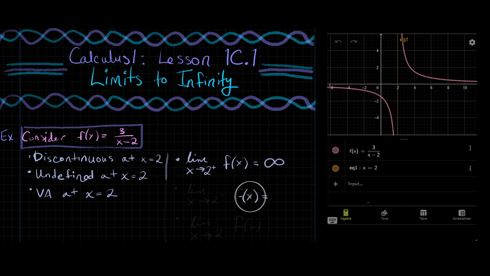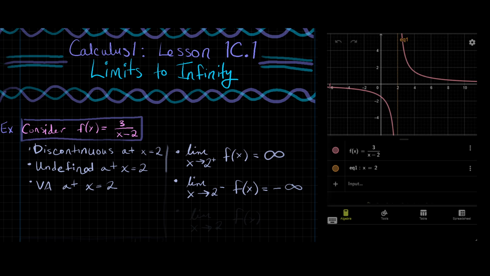Okay, and what about from the left? As x approaches 2 from the left, it falls down towards negative infinity. It blows up in the negative direction. So in that way, I want to say that this limit is equal to negative infinity. Now just like with regular finite limits, when they don't match, we want to say that the limit doesn't exist. So we still have that the limit does not exist.